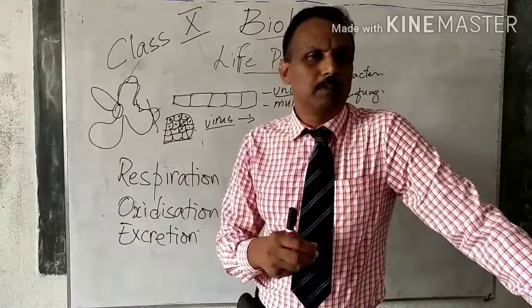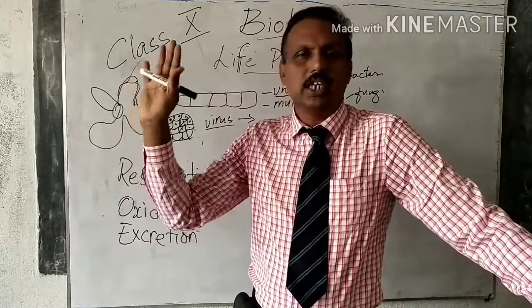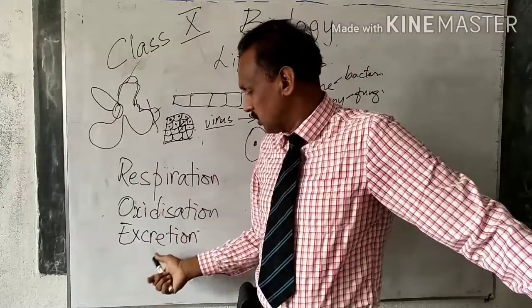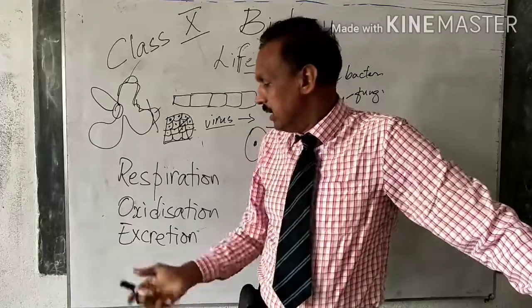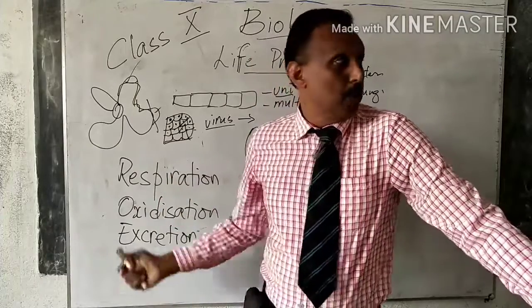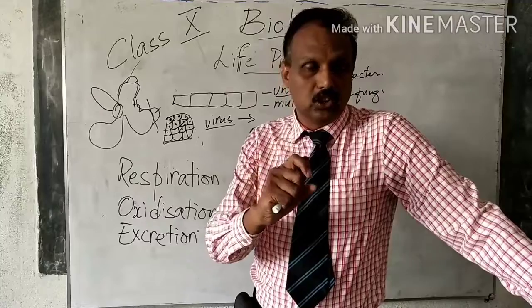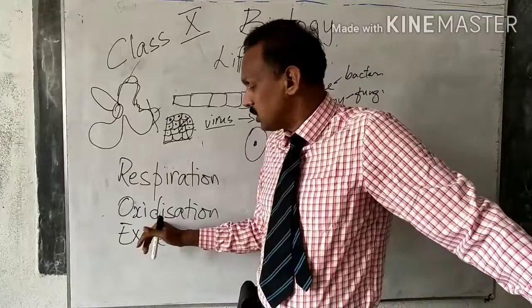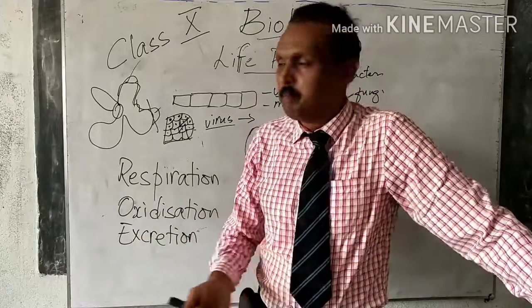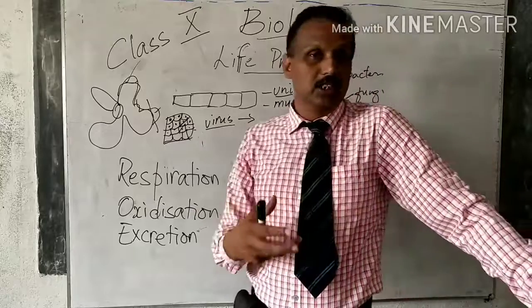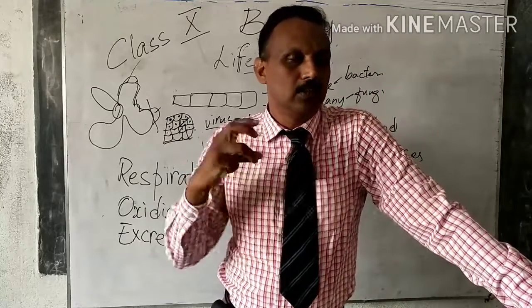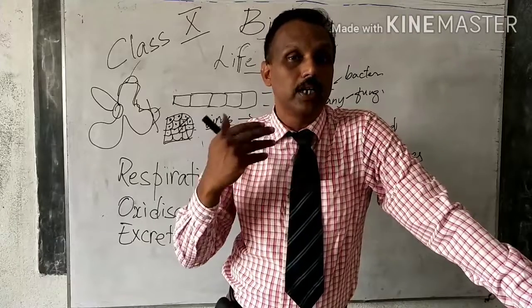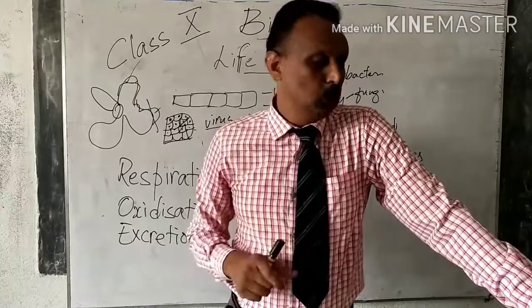You don't have to explain that much. The process of sending out waste materials is called excretion. The process of changing food into energy is called respiration. The process by which food is changed into energy using oxygen is called oxidization. In multicellular organisms, it is very easy to understand because we are also multicellular. We have different cells and different organs for different functions. Function means work.